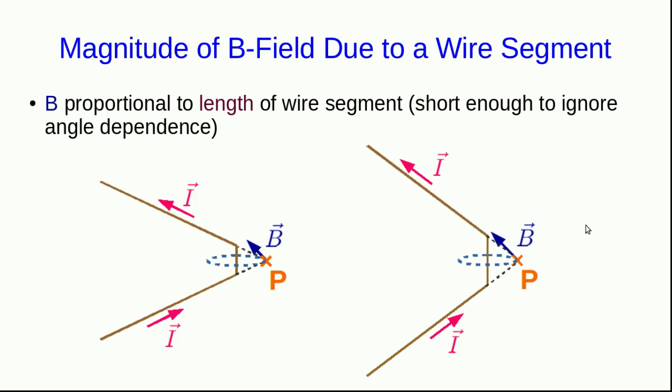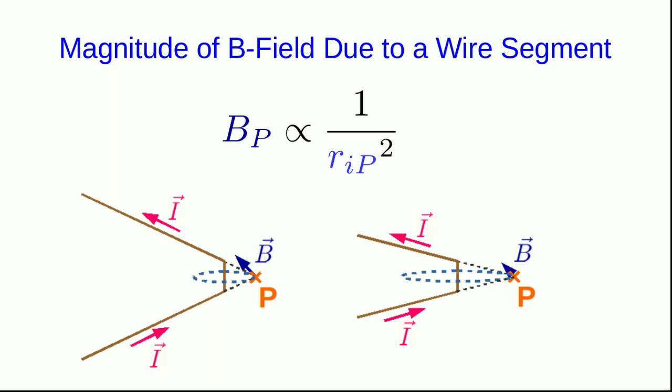We can vary the length of the wire segments that we're looking at, and as long as we use short enough segments that we don't have to worry about the fact that the angle dependence is different at different points along the wire, we find that the magnetic field is proportional to the length of a wire segment that's producing the B field. And finally, we can also vary the distance between the wire segment and the point where we're looking at the field, and we then find that the magnetic field strength goes, like so many other fields we've looked at, as 1 over r squared.